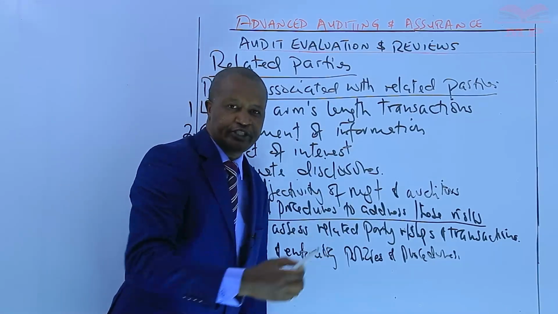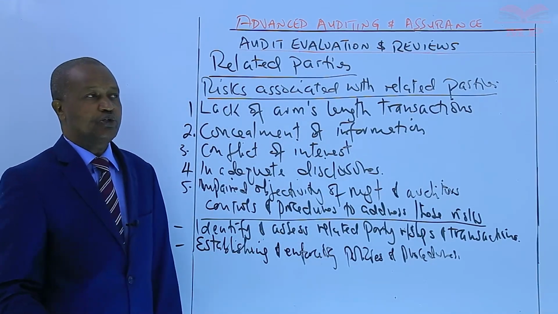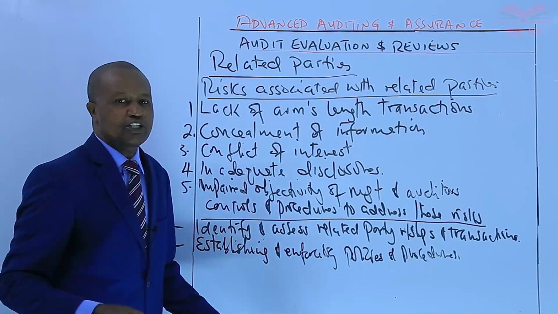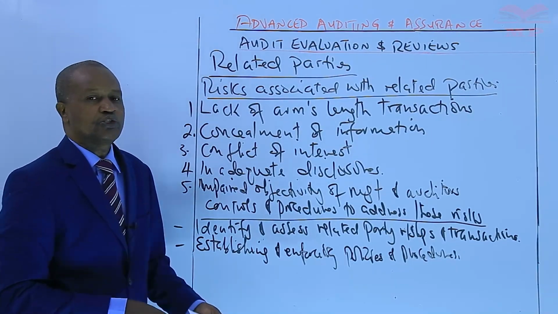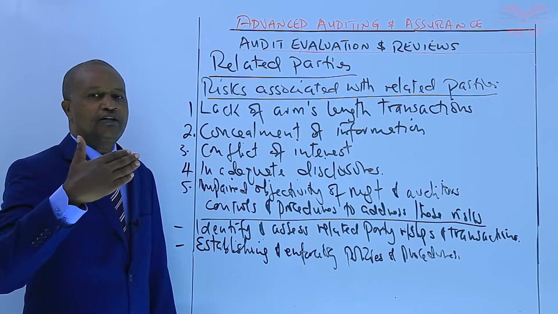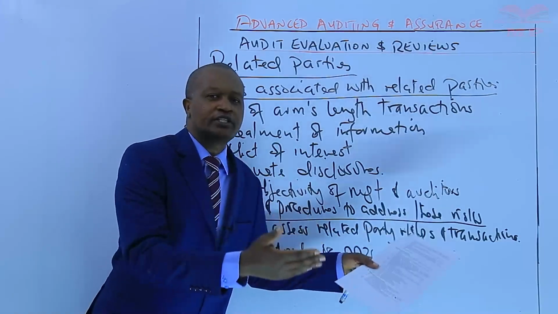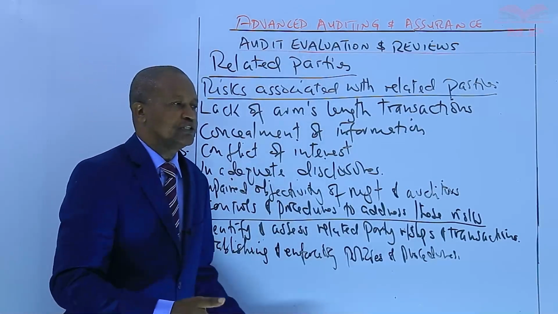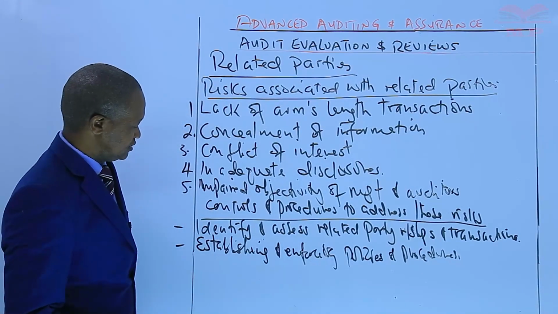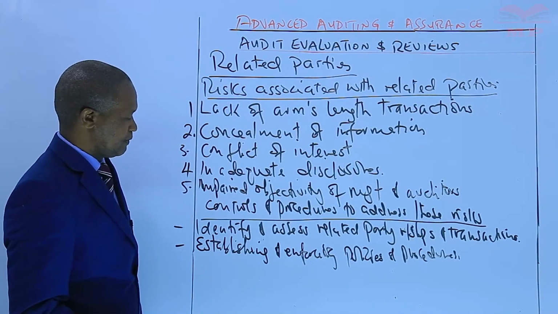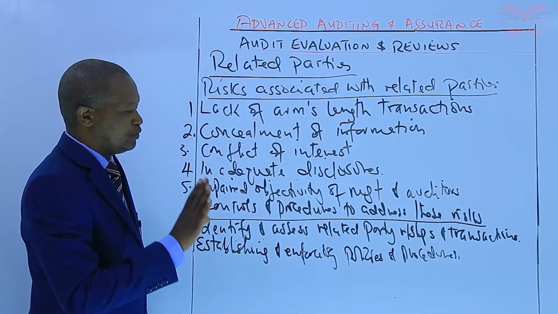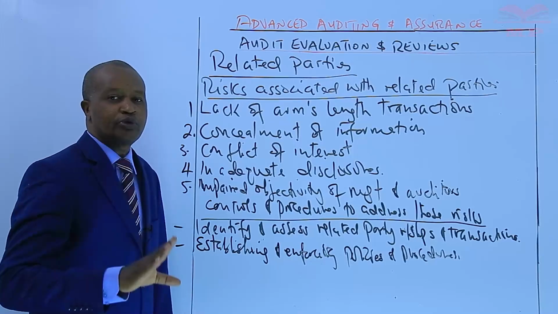Establishing and doing what? Enforcing policies and procedures for related party transactions, including approvals and also the disclosure requirements. There ought to be establishment and enforcement of policies and procedures.